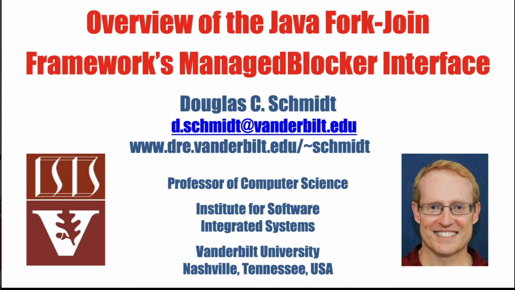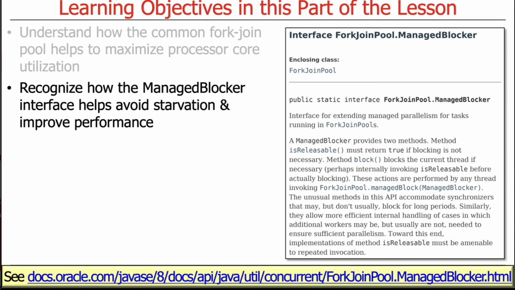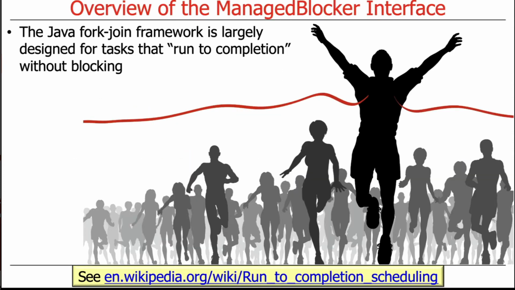So now that you've been introduced to the concept of the managed blocker mechanism in the common fork join pool, let's go into more detail about the managed blocker interface so you can see what it's actually intended to do. One of the benefits of using managed blocker is to help avoid starvation and to help improve performance. The Java ForkJoin framework is largely designed for tasks that run to completion without blocking. What that means is it's intended for use primarily with computation or CPU-bound or core-bound tasks.